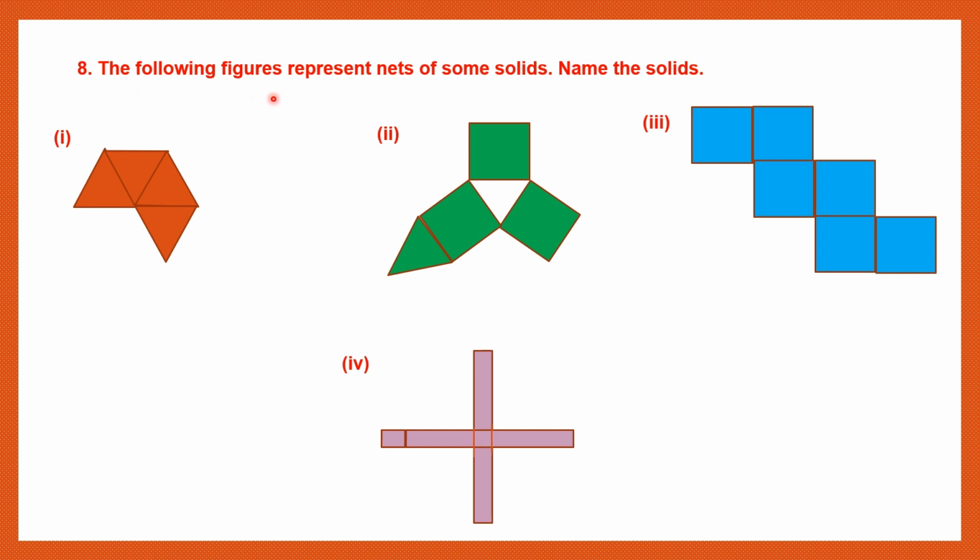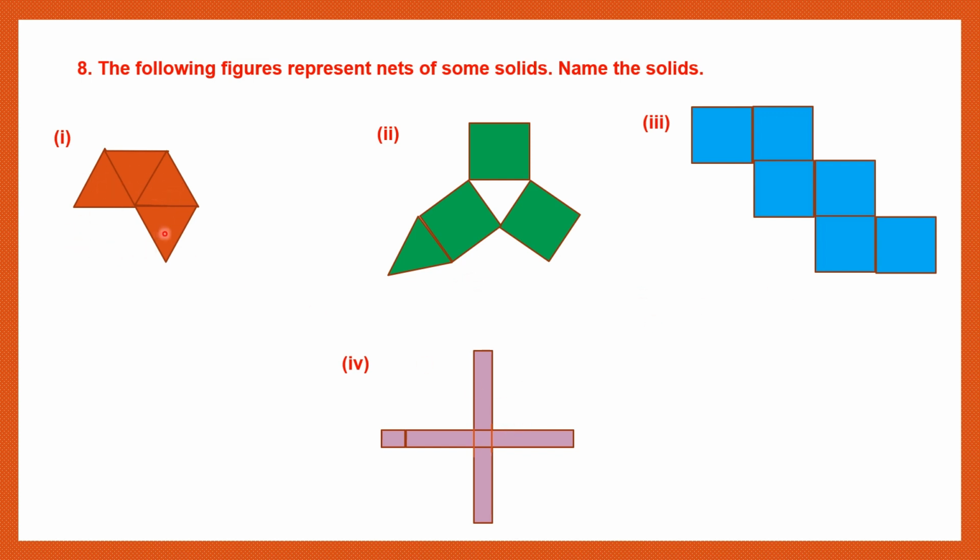Question 8. The following figures represent nets of some solids. Okay, so all these are nets. That means some solids have been opened out and we've got these nets. Now we have to name the solid. Which solid has given us this net? Which solid has given us this net? Similarly for the other two. Now look at this carefully.